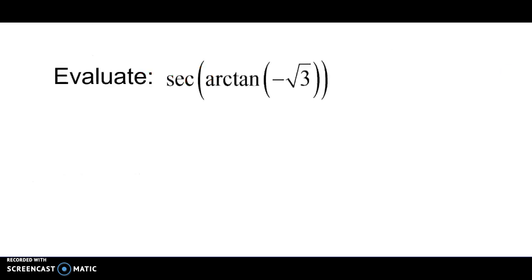Okay, so let's evaluate the secant of the arctangent of negative root 3. Let's see if you guys can figure this out first. Since this is a composition, I would start inside and work outwards. Go ahead and put me on pause.